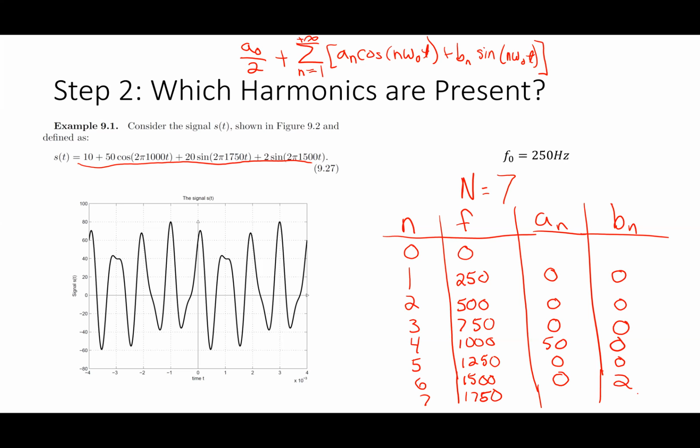So 1750 I've got as well. What do I have for it? Do I have any cosine? 0. 0. And I have 20. Looks like I got 20 there. Okay. All right. So what I've done there is I've said, well, those are the Fourier series coefficients that apply to this. I can do this by inspection. I can do this by inspection pretty easily.